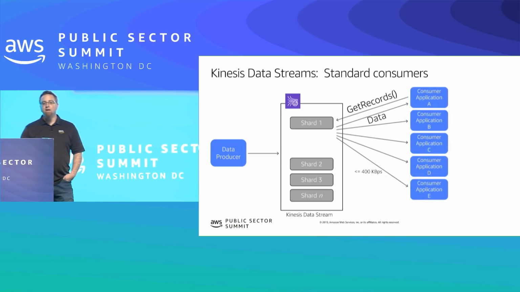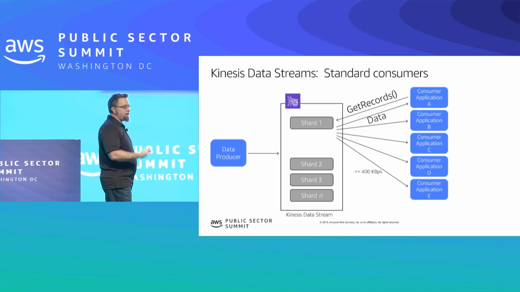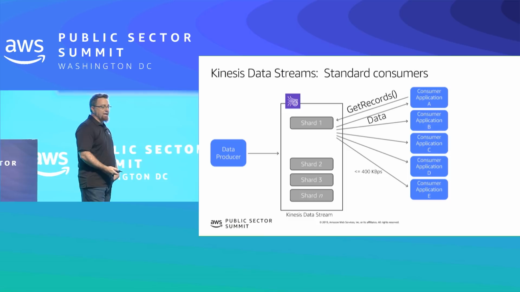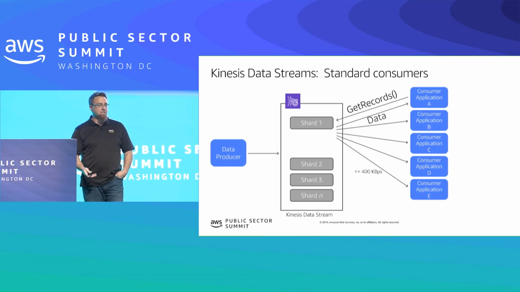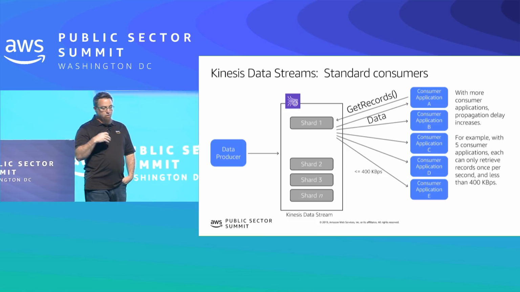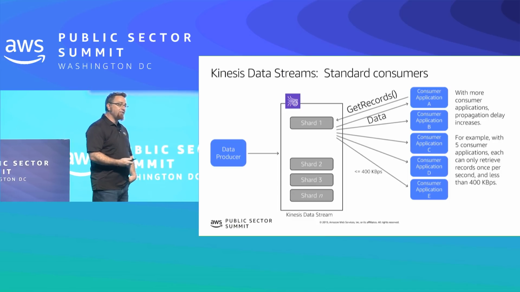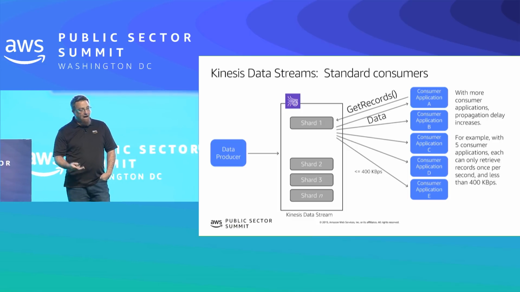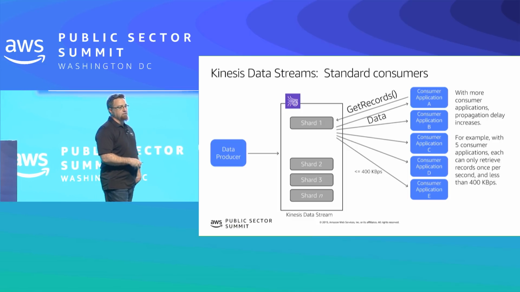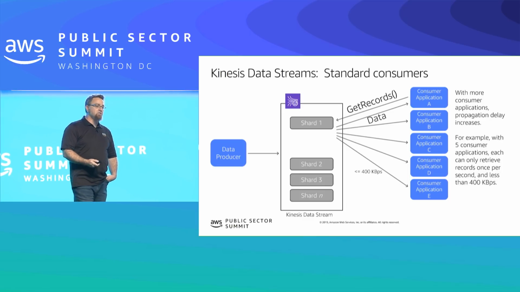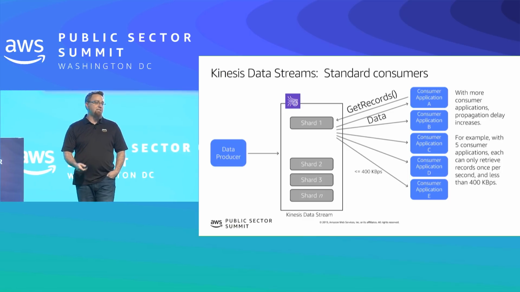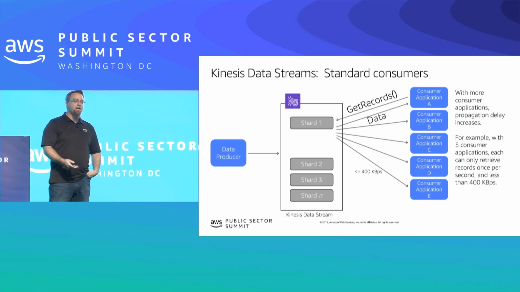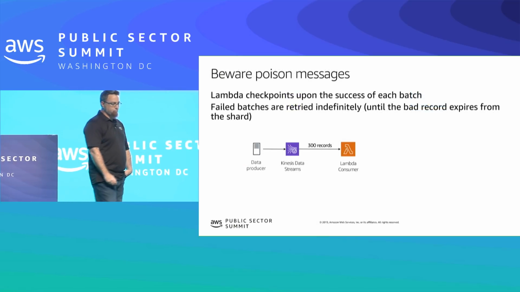But what happens if I want to have a number of consumers on there? So now what will happen, and things you'll need to be aware of, is the throughput of each of those consumer applications goes down to about 400 kbps, as well as the propagation delay in how often each one of those consumers can poll will be affected as well. So if I have 5 consumer applications on this particular stream, each one of those consumer applications will only be able to poll for that data once a second. So those are some of the limitations within the way standard consumers work today.